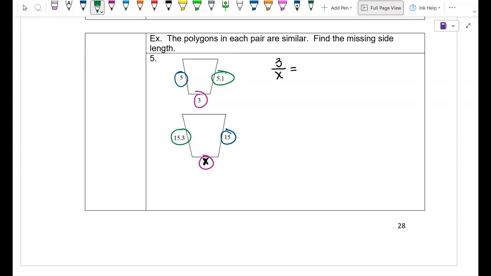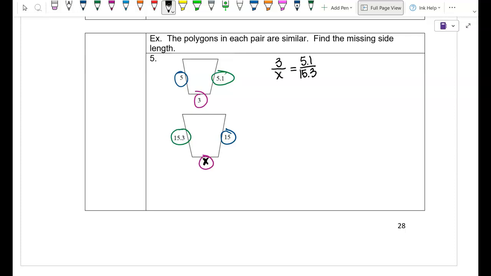Now, they're giving me more information than I need. I only need 2 ratios here. They're giving me 3, which means I have a choice. I know I have to use the 3 over x. I'm going to choose to use the 5.1 over 15.3. I could use the 5 over 15. Either way.